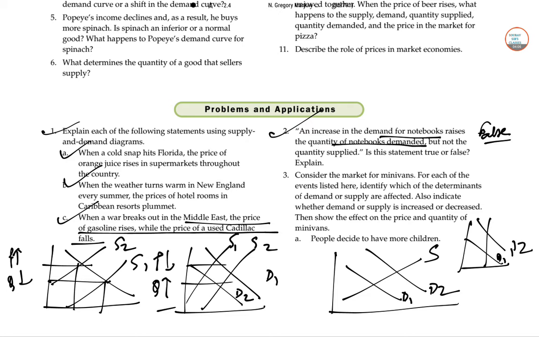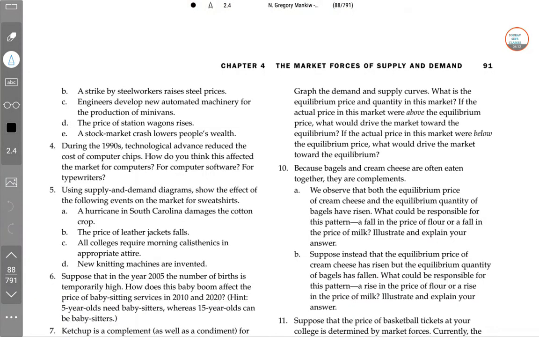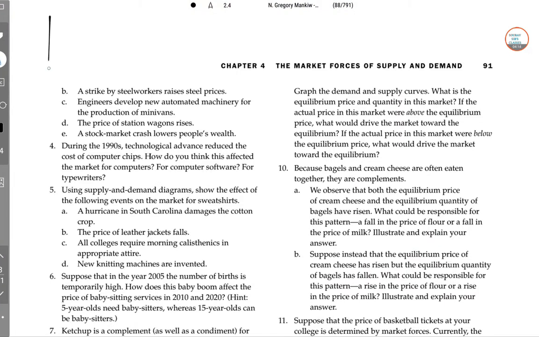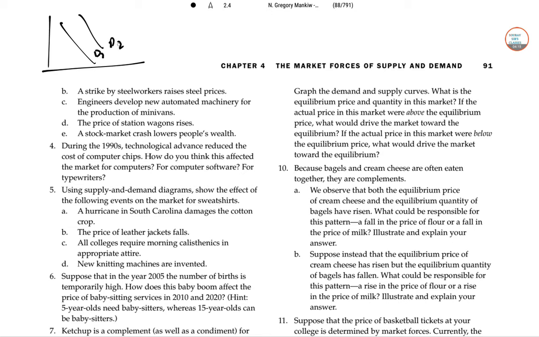More children means more people, more family members. More family members increases the demand, so it goes from D1 to D2, and supply will still be unchanged. As a result, prices will go up and quantity will also go up.